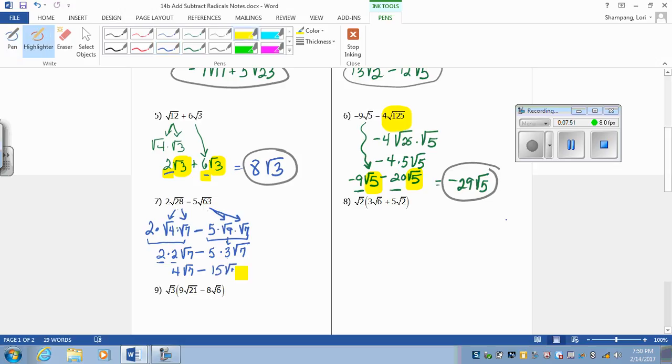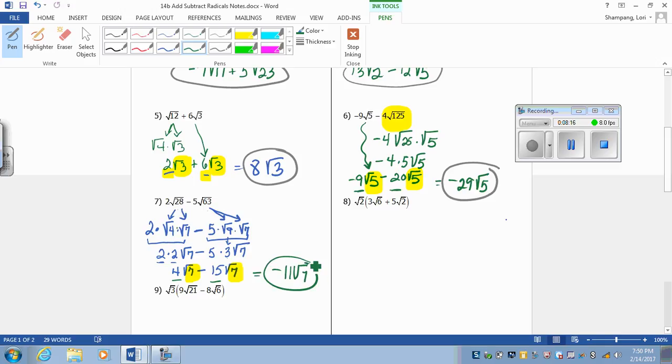So now we can see that by simplifying, we do have like radicands. So now we can subtract. We're going to take our coefficient for minus 15, negative 11 times the square root of 7. Oops. Start over again. Negative 11 times the square root of 7.